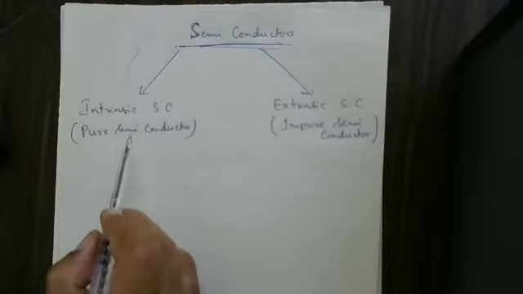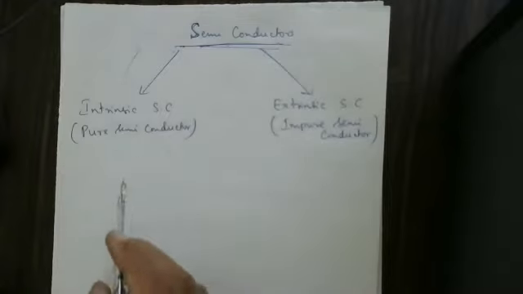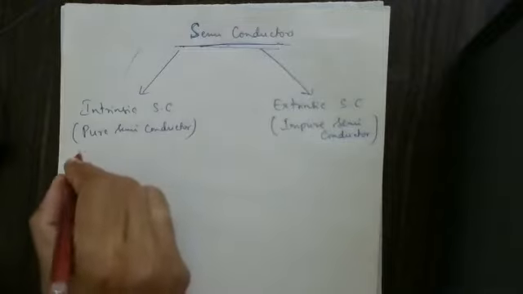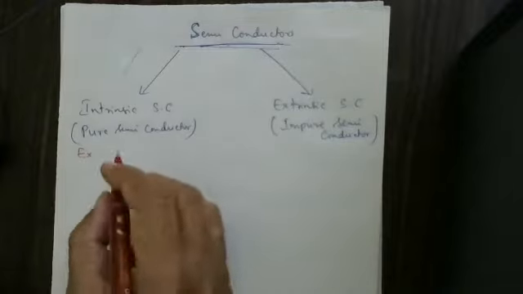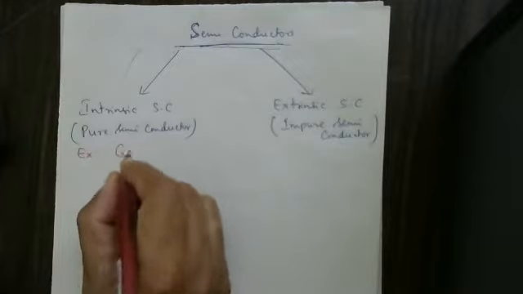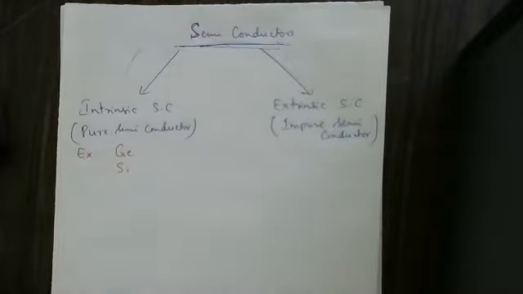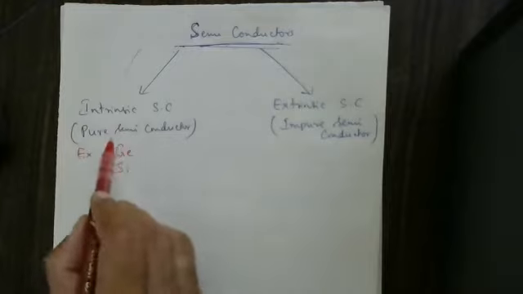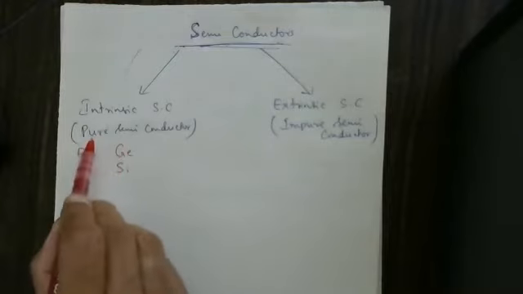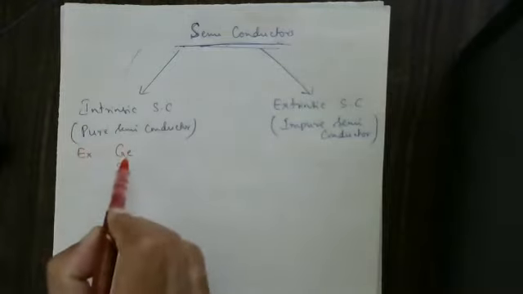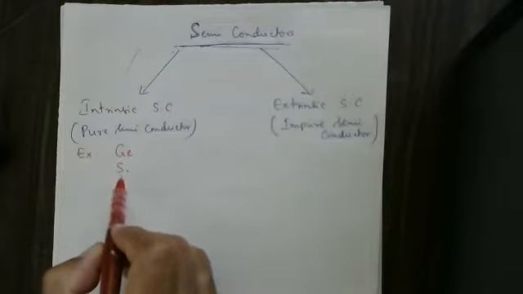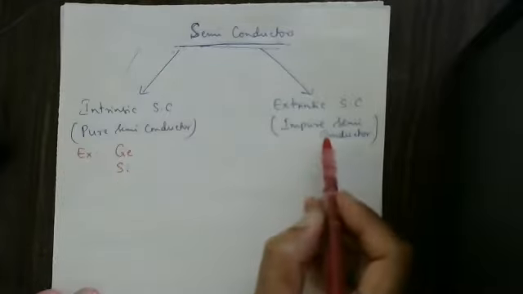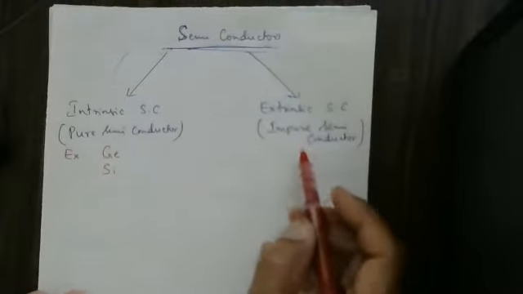Now, let us consider the concept here. Some examples of an intrinsic semiconductor: either germanium or silicon. It is a pure semiconductor. Intrinsic semiconductor means it is a pure semiconductor. Examples: germanium, silicon.